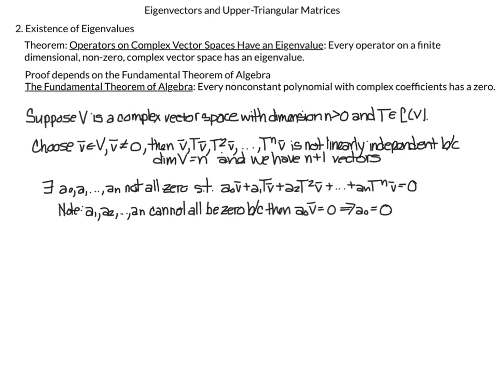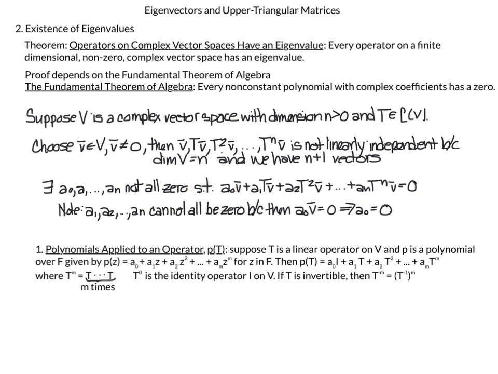Note that a1, a2 up to an cannot all be 0, because if they were, that would imply a0 v equals 0, and since we had chosen v to not be equal to 0, that would imply a0 is equal to 0, which would mean all of our coefficients were equal to 0, but that's not possible because they're linearly dependent. We can now interpret this expression here as a polynomial applied to our operator T.